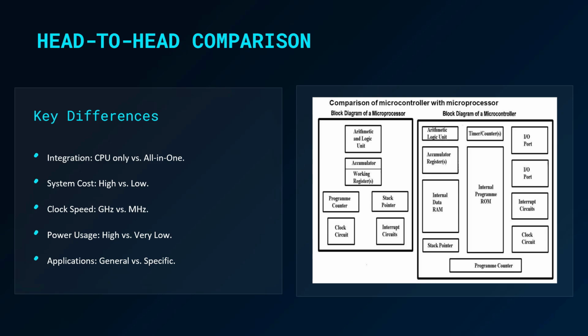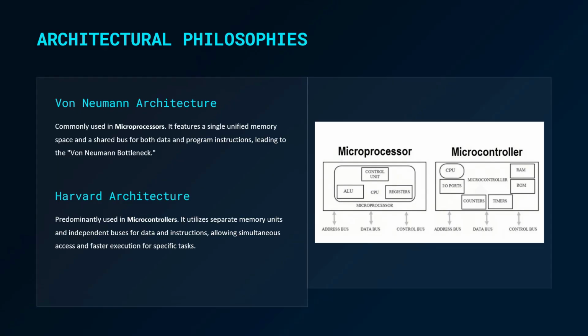Another important concept is the internal design architecture. Most microprocessors follow the von Neumann architecture, where data and instructions share the same memory and communication path. This can create a limitation called the von Neumann bottleneck, where instructions and data compete for the same bus. Many microcontrollers follow the Harvard architecture, where program memory and data memory are separate. This allows the processor to fetch instructions and access data simultaneously, improving efficiency for embedded control tasks.